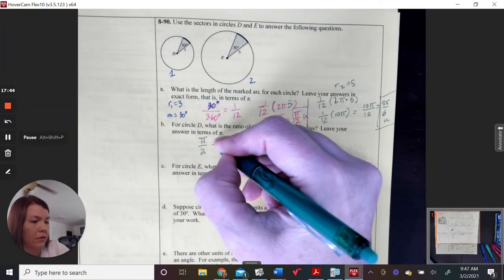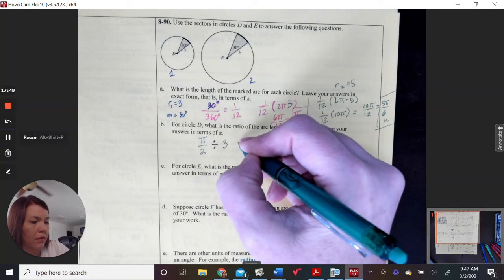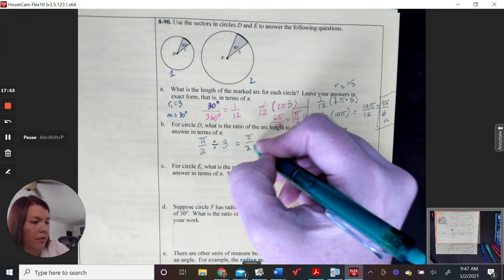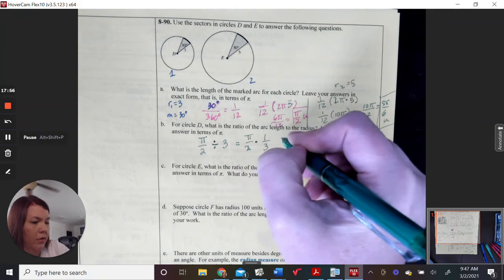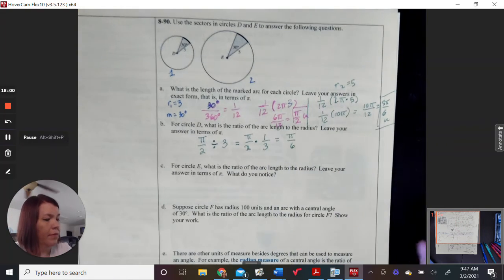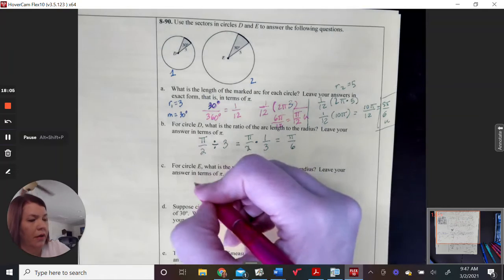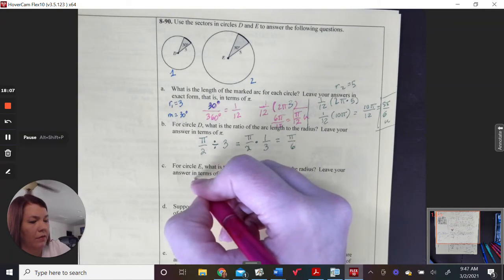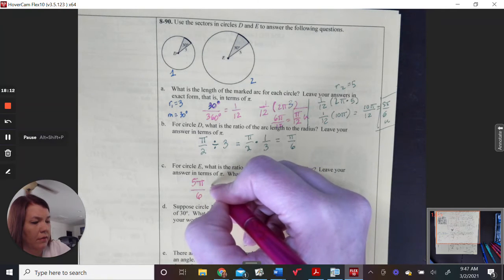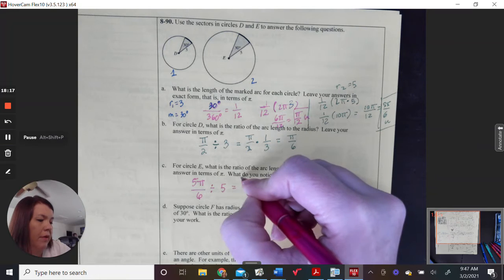For circle E, what is the ratio of the arc length to the radius? So arc length is 5 pi over 6 divided by the radius, which is equal to 5 pi over 6 times 1/5, which is equal to 5 pi over 30, which is equal to pi over 6. Now I could have just crossed off the 5's back here. I thought I would go through it for you guys. Notice that the ratio is the same.